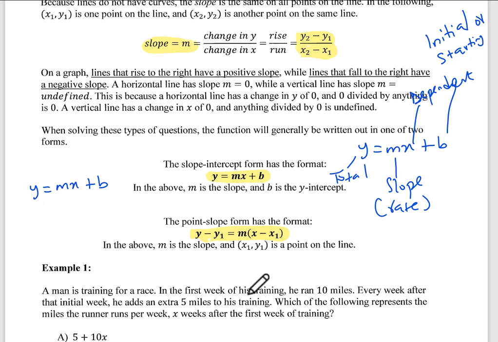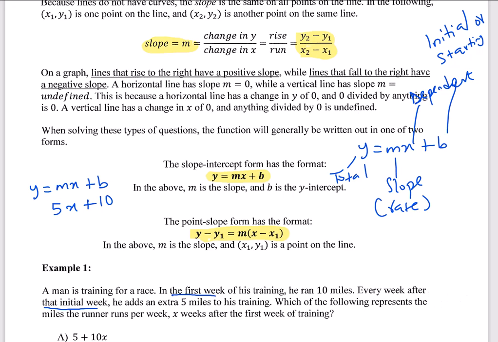It says in the first week of his training, he ran 10 miles, so 10 in the first week. Now, every week after the initial week, this is a confirmation that that was the initial. He added an extra 5 miles, like each week is adding 5 miles. That 5 miles is more like a slope, a rate at which he's training. Which of the following represents the miles he runs per week? So x is the variable used to represent weeks after the first week of training. We did not include this y, we're just going to work with this now.